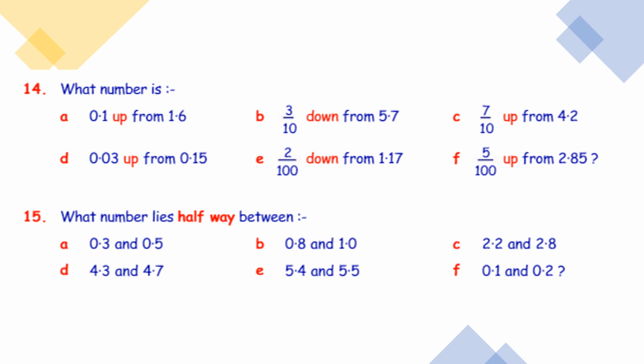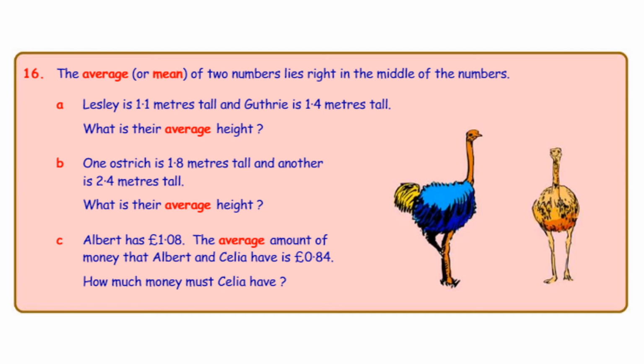Your really difficult ones are E and F, and I'll tell you why. Because in E and F, you're going to use your hundredths column, your second decimal place. All the others, you're going to be in the first decimal place, but E and F, you're in your second decimal place.